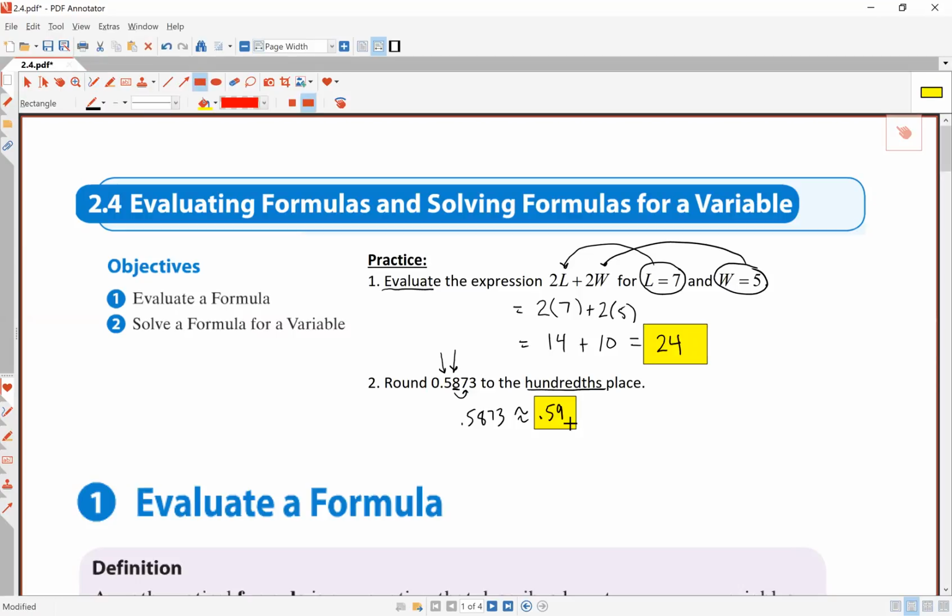This concludes the video on 2.4, evaluating formulas and solving formulas for a variable practice problems.